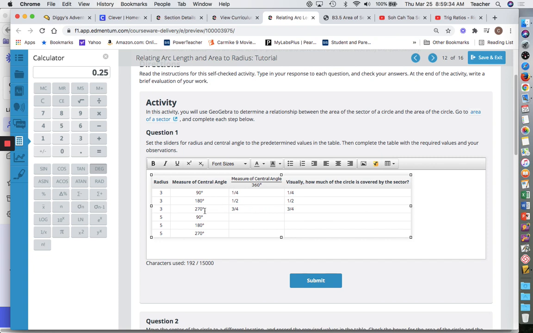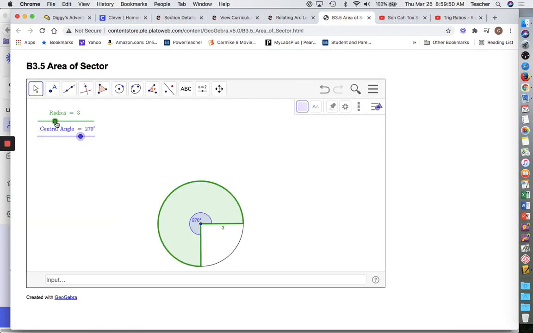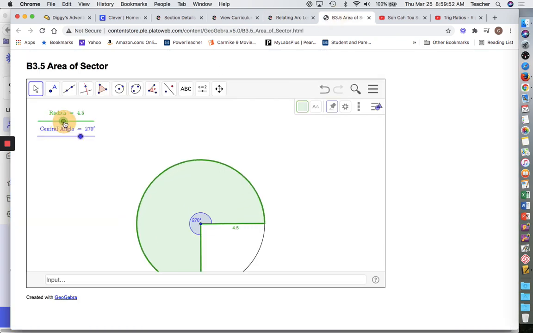And again, if you're wondering how to do that, it's 270 divided by 360. That's 0.75, which is 3/4 of the circle. All right, now we're going to change. Looks like the radius is going to change to 5. Bigger, bigger, bigger.